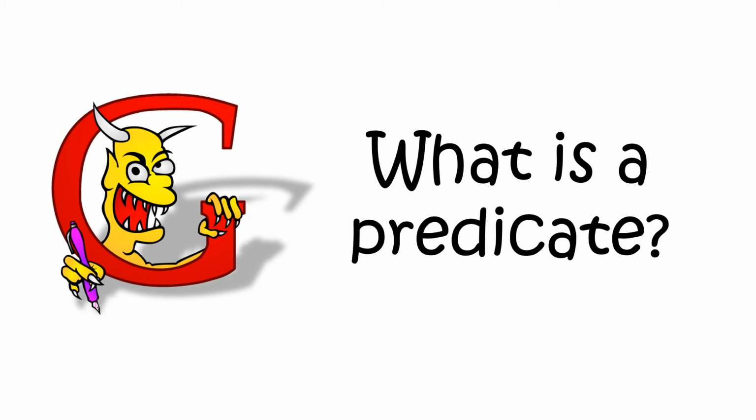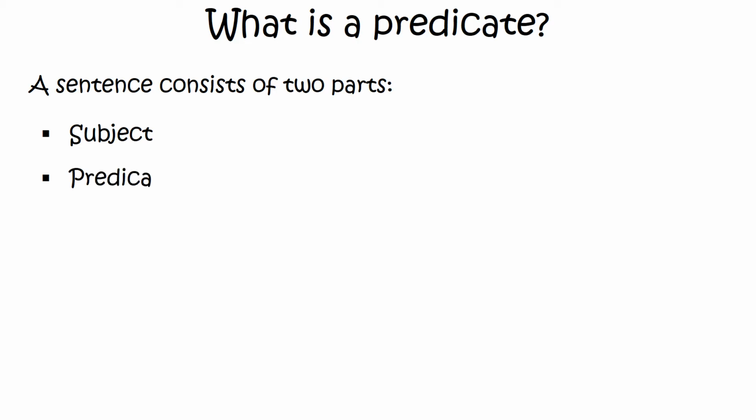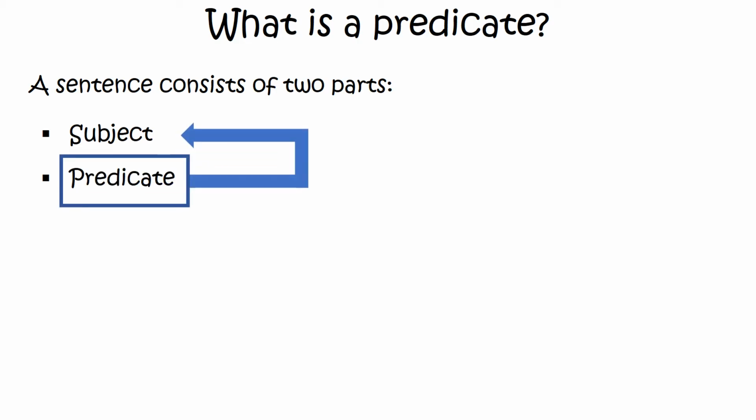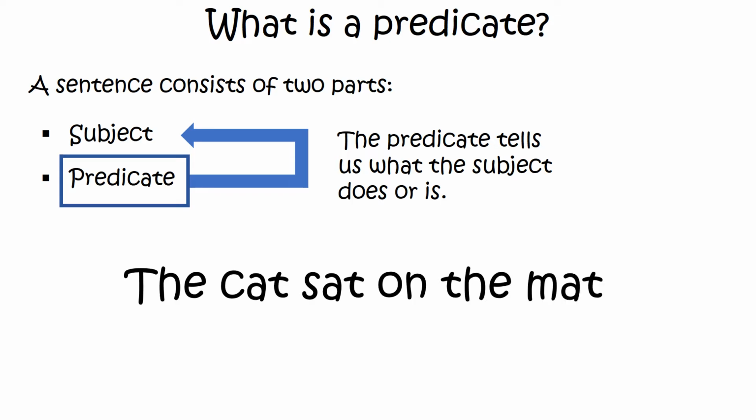What is a predicate? Well, a predicate is part of a sentence. A sentence consists of two parts, a subject and a predicate. The predicate tells us what the subject does or is. So let's look at a simple example. The cat sat on the mat.